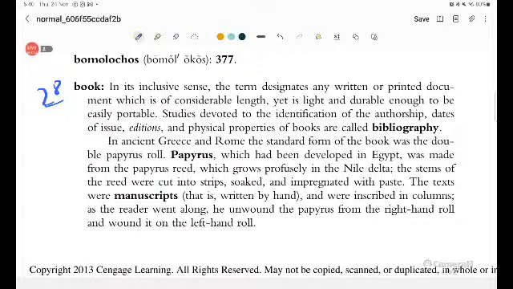In the inclusive sense, the term designates any written or printed document which is of considerable length, yet is light and durable enough to be easily portable.